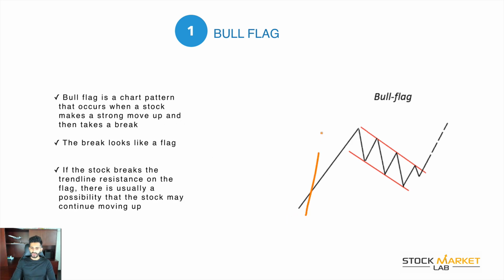So stock makes a strong move up, forms a pole-like formation. As it makes a strong move up, the stock once again needs to take a break. It needs to consolidate. When it takes a break or consolidates, it forms a flag-like pattern, right? If the stock breaks the trend line resistance, which is right here, this red line, if it breaks the trend line resistance on the flag, there's usually a possibility that the stock may continue moving up.